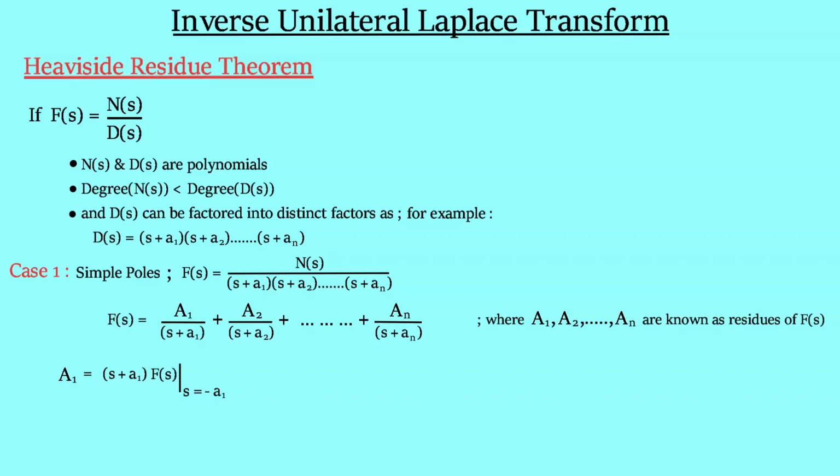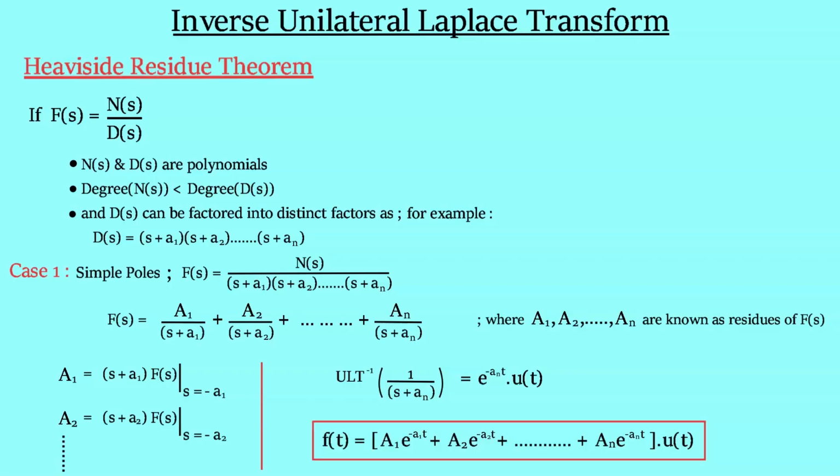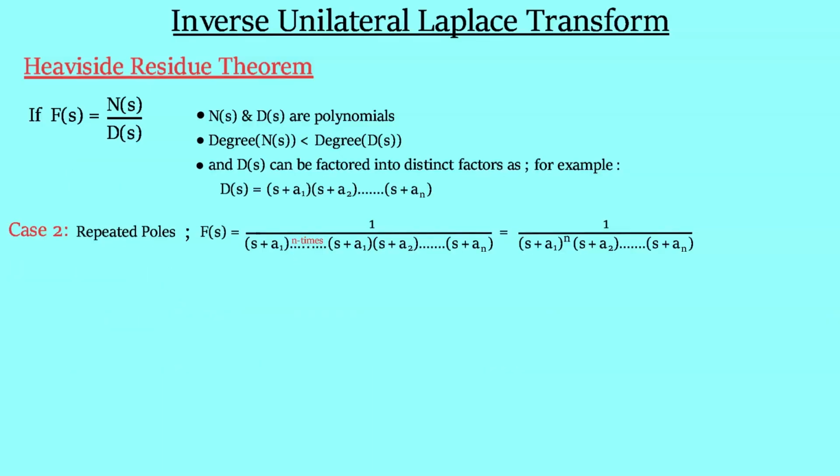which will ultimately give s is equal to minus a1. By doing this, we have to find all the residues, and we also know the inverse unilateral Laplace transform of 1 upon s plus an is equal to exponential of minus an t into the unit step signal. After finding the value of the different residues and putting them in this equation, we can find the signal in time domain.